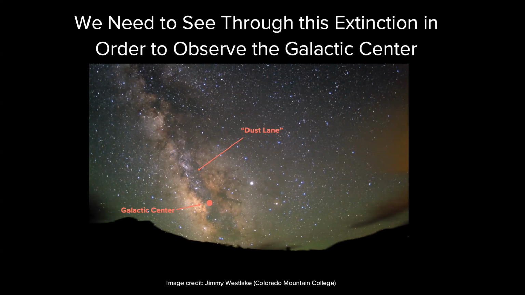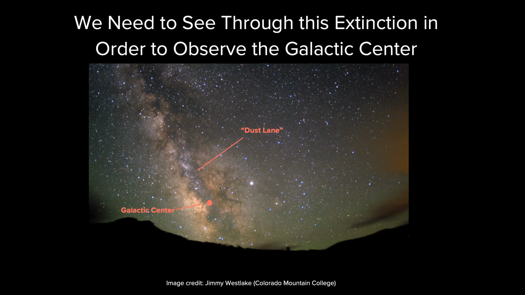The dark streak, which is sometimes called the dust lane, contains the molecular clouds that block the light from the stars behind them from reaching the Earth. That is why this region appears dark. And you'll notice the galactic center is right along the dust lane.